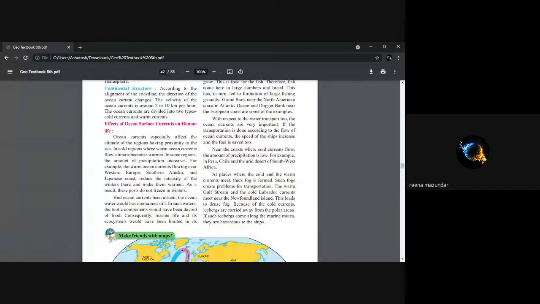Ocean currents especially affect the climate of the regions having proximity to the sea. In cold regions where warm currents flow, climate becomes warmer. In some regions, the amount of precipitation increases. For example, the warm currents flowing near Western Europe, southern Alaska, and Japanese coast reduce the intensity of the winter there and make them warmer.